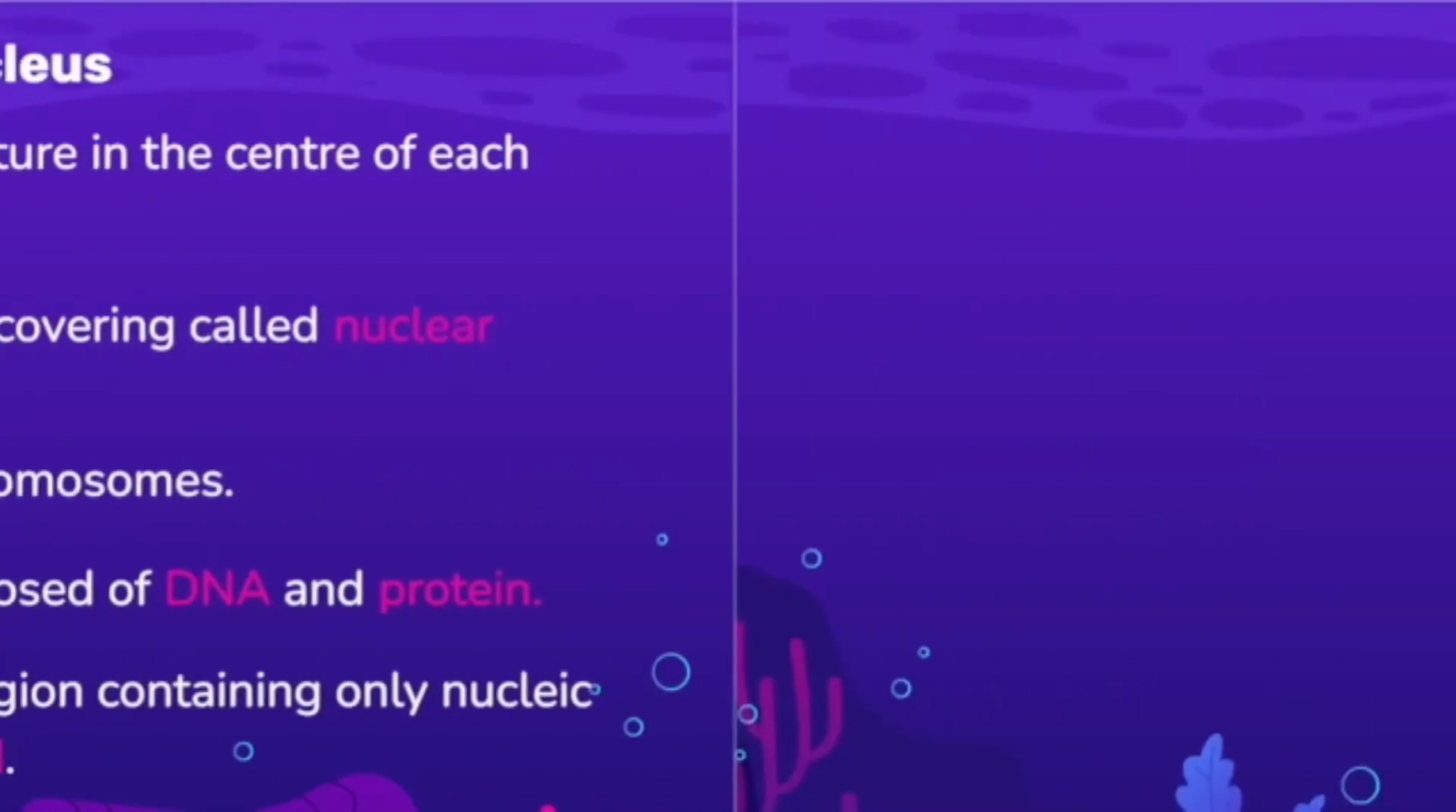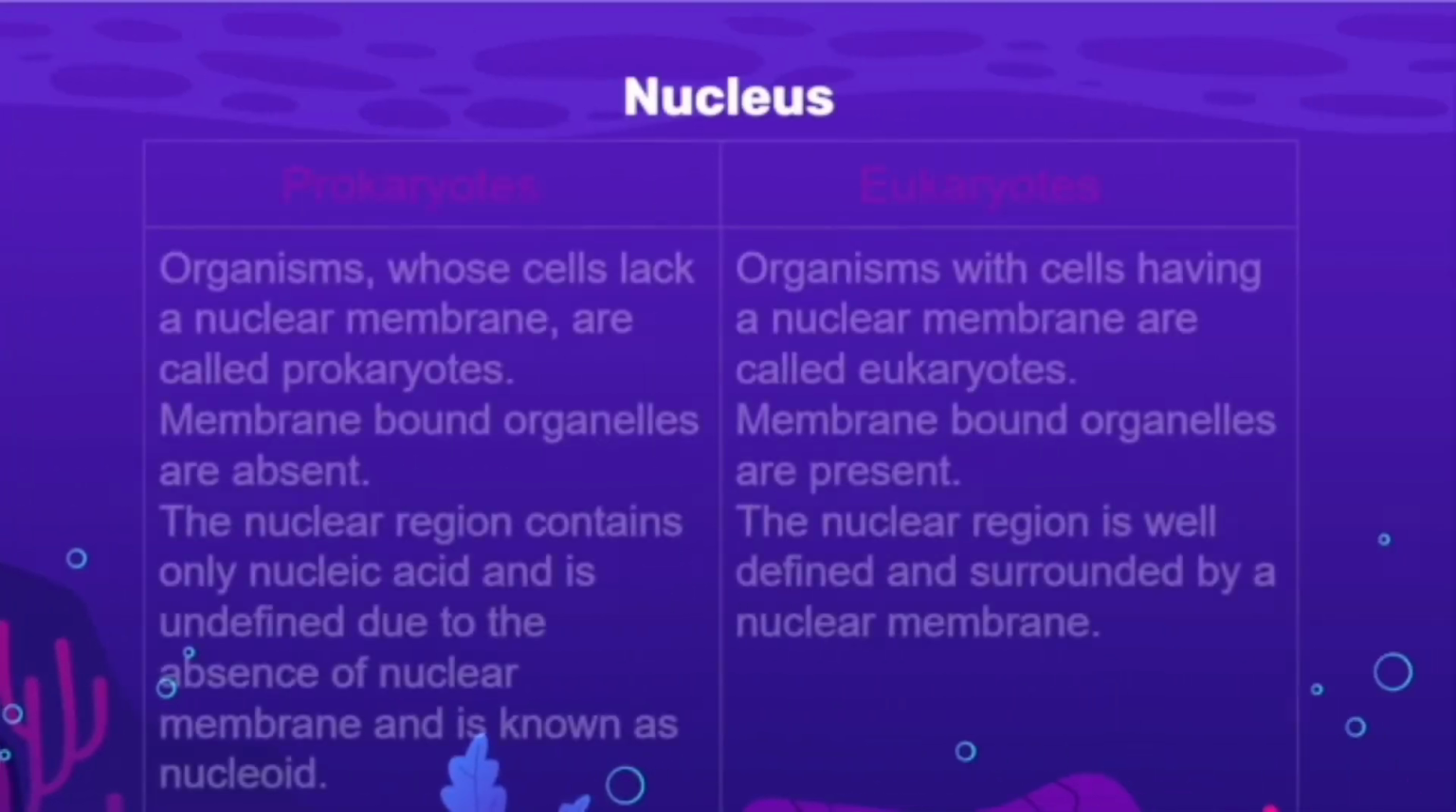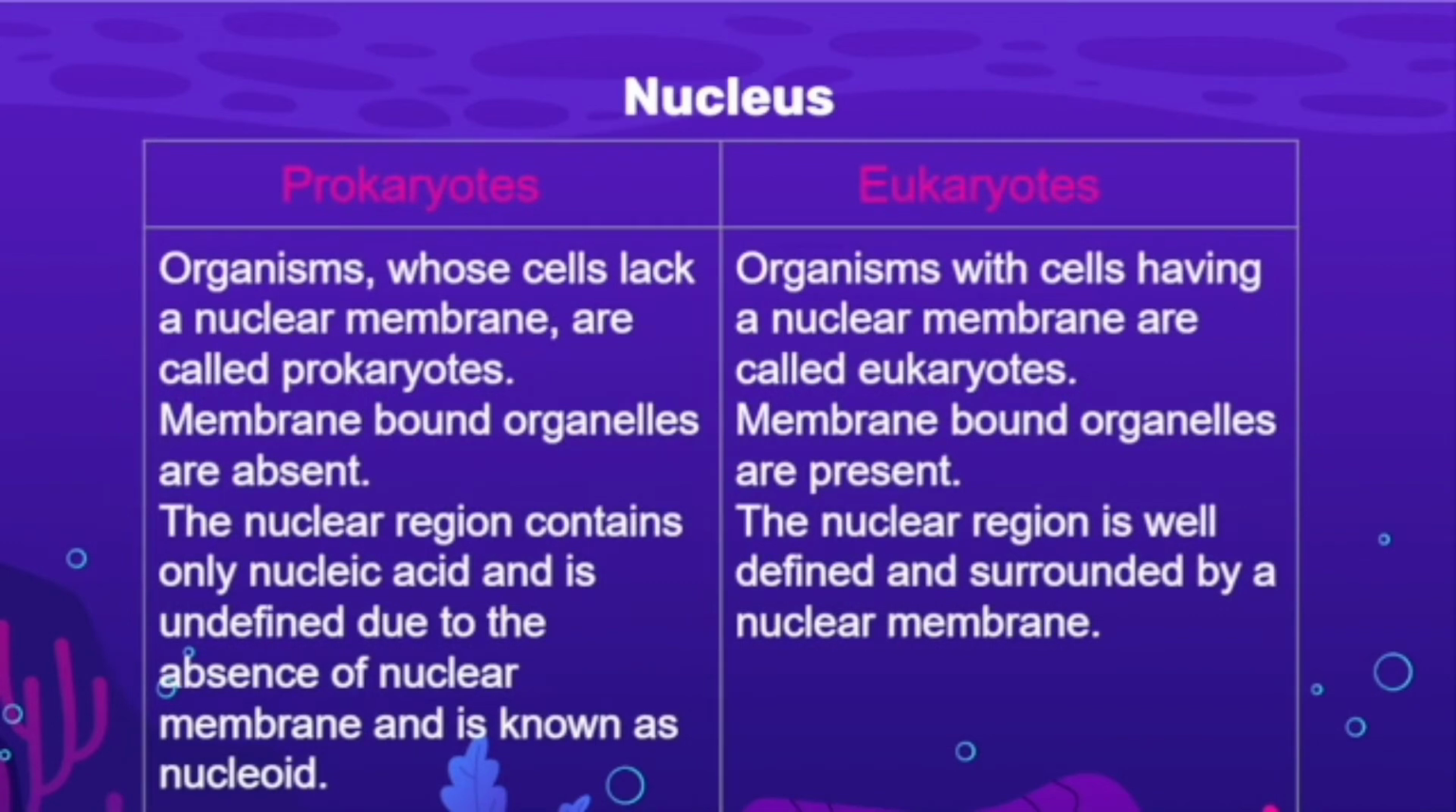Now let's see the difference between prokaryotes and eukaryotes. Organisms whose cells lack a nuclear membrane are called prokaryotes. Membrane-bound organelles are absent. The nuclear region contains only nucleic acid and is undefined due to the absence of nuclear membrane and is known as nucleoid.